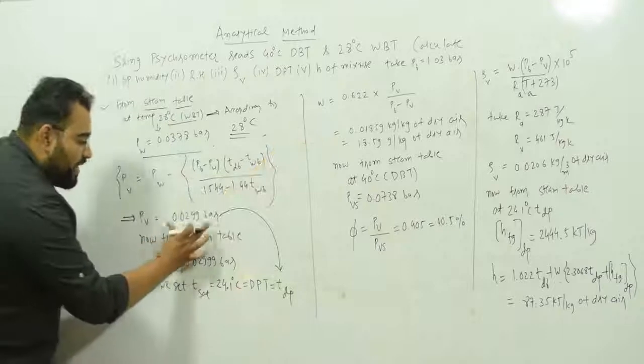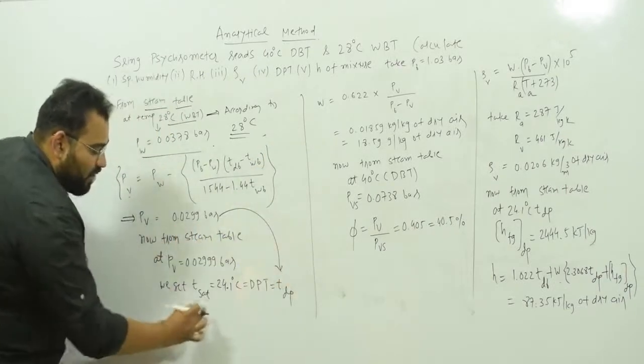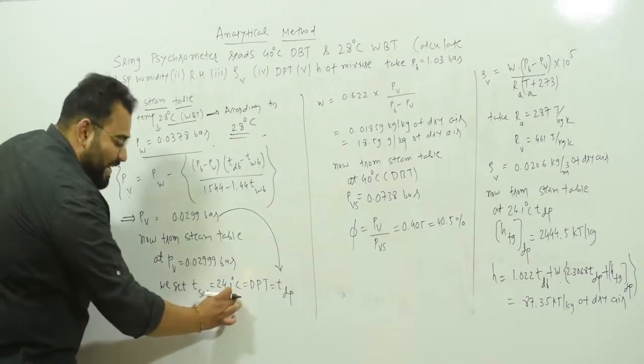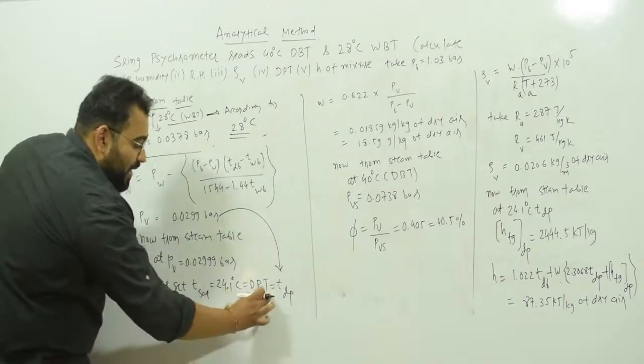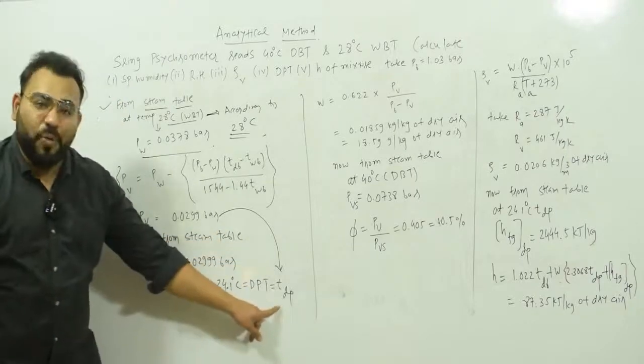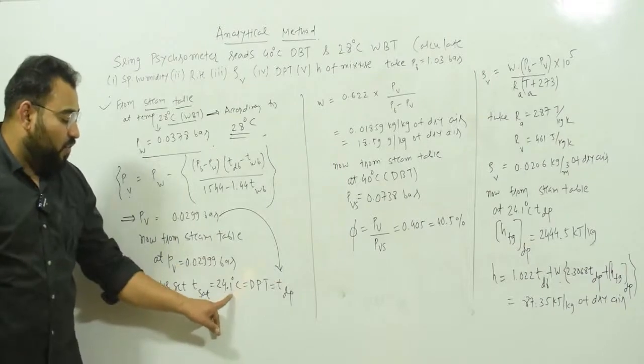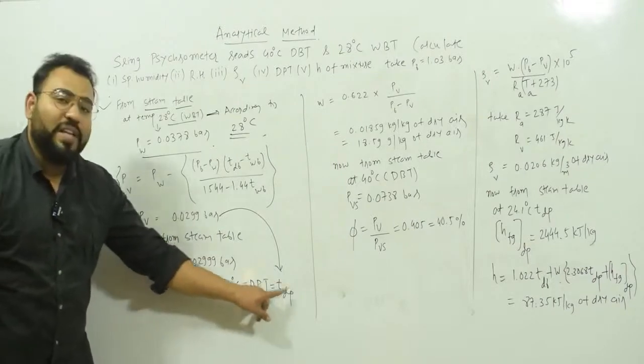According to this pressure, the temperature I am finding in the steam table is 24.1 degrees Celsius. So that will be my dew point temperature. So from the vapor pressure we can find the dew point temperature. The dew point temperature is 24.1 degrees Celsius. This is DPT, or you can say TDP.